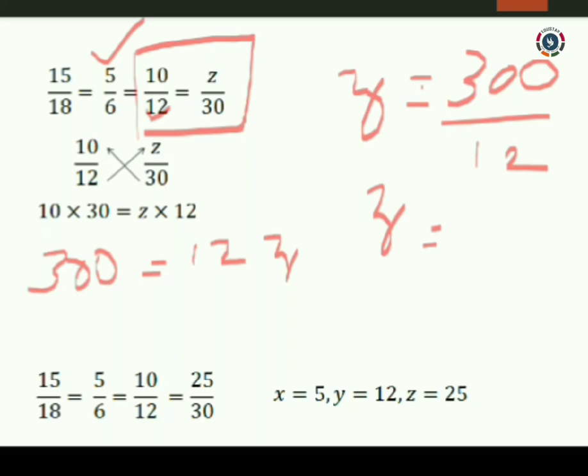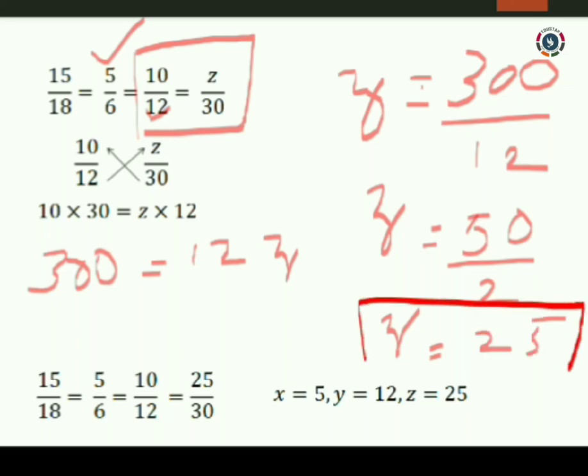300 and 12 both are divisible by 6. Yes. So you will get the answer as 50 by 2. Next, 50 and 2 both are divisible by 2. Right. So your z value is 25. You have to substitute the x, y and z values in the question. Your x value is 5, y value is 12 and z value is 25.